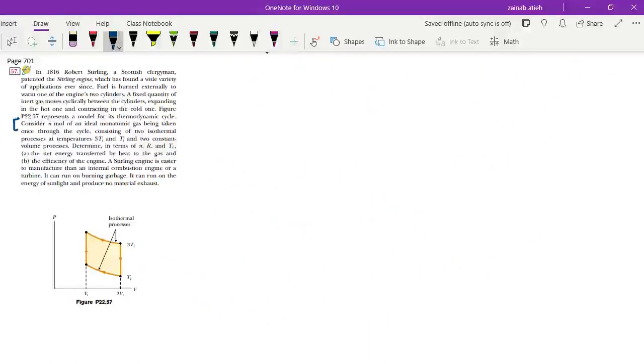Consider n mole of an ideal monoatomic gas. So he's telling me this is a monoatomic gas being taken once through the cycle consisting of two isothermal processes at temperatures 3Ti and Ti, and two constant volume processes, so isovolumetric processes. Determine in terms of nRTi the net energy transferred by heat to the gas.